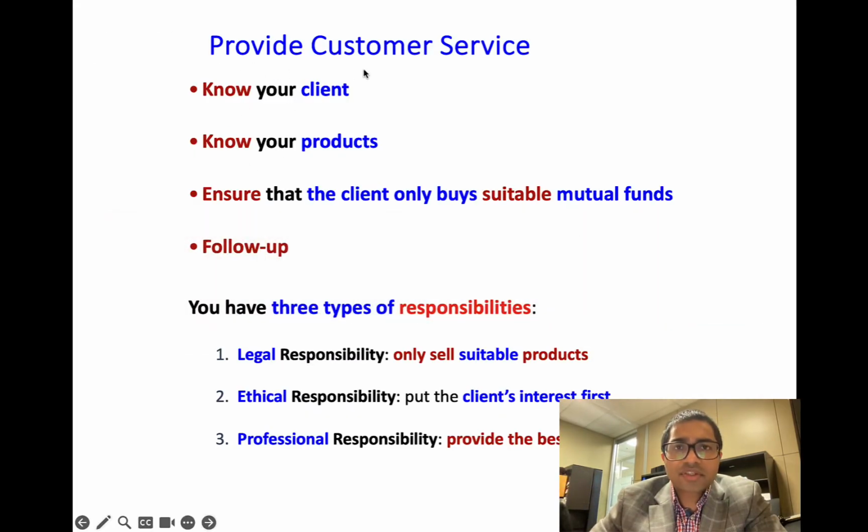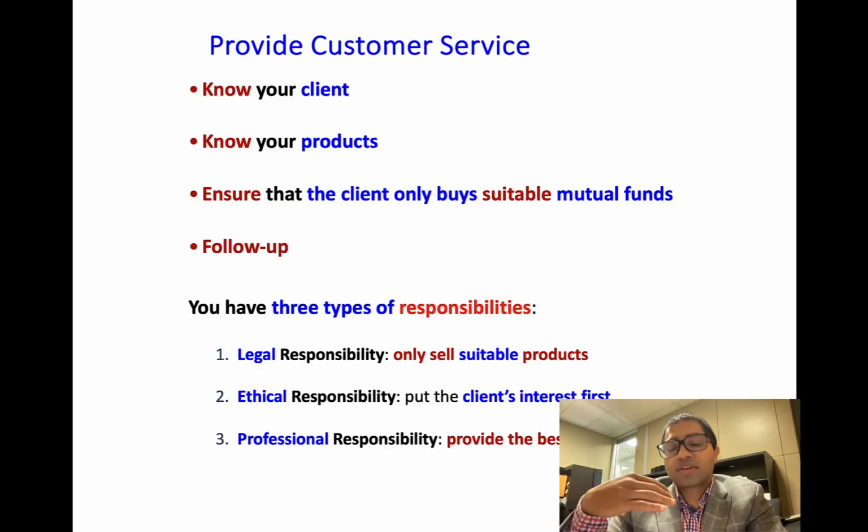So as a mutual fund representative, your objective is to provide good customer service. What is good customer service? You need to know your clients really well. So the book talks about a process. When a client walks in, you have him or her fill a detailed questionnaire, right? You get details about their net worth, their income, how much money they have for investing, how much time they have for their investments, etc. So you need to know your client really well.